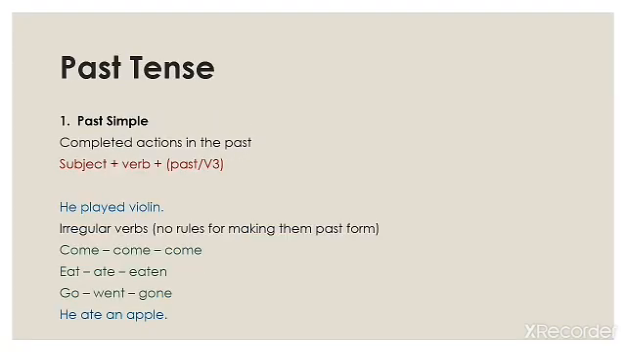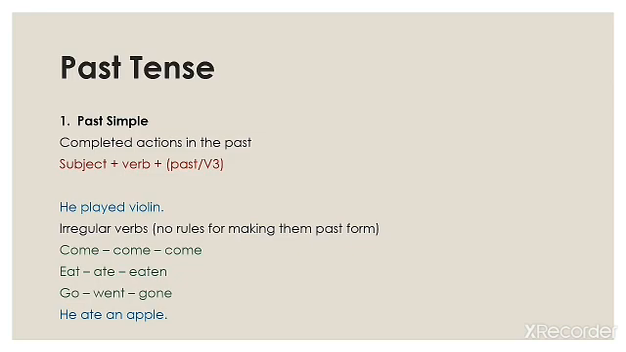The next is past tense, under which comes past simple. So we use past simple when we are talking about completed actions in the past, and the rule for it is subject plus verb. We use the second form of the verb. Example, he played violin. So you have to remember that with irregular verbs there are no rules for making them past form. For example, came, ate, went. We are not adding 'ed' with words like come, eat and go.